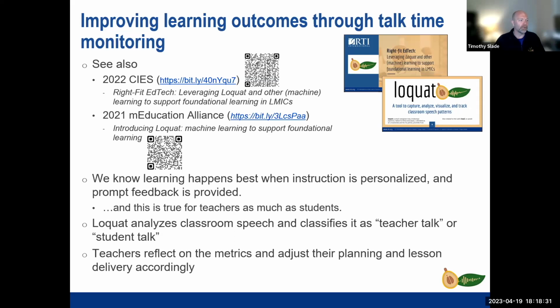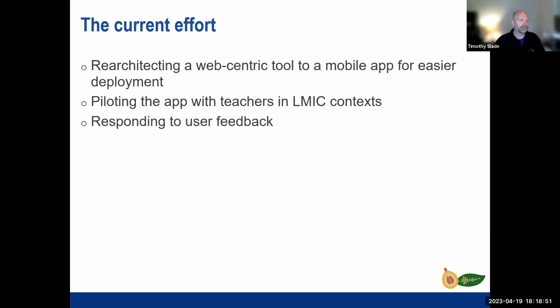In brief, Loquat is meant to help teachers quickly get personalized feedback on their lesson delivery. It does this by analyzing the amount of speech in a lesson and categorizing it as either teacher talk time or student talk time. Teachers then reflect on those metrics, compare the results with what they had intended for the lesson, and make adjustments as needed.